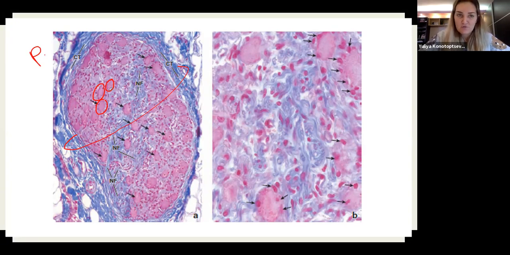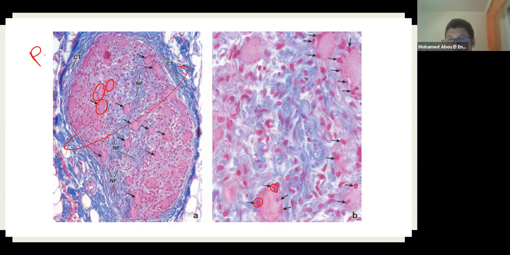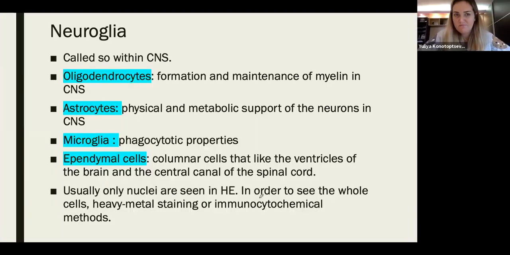So you can see a bunch of cell bodies, right? Together, this is a ganglion. You magnify a little bit. How do you call these cells on the top of the neuron cell body? Satellite cells. Yeah. Okay, so these are the satellite cells.